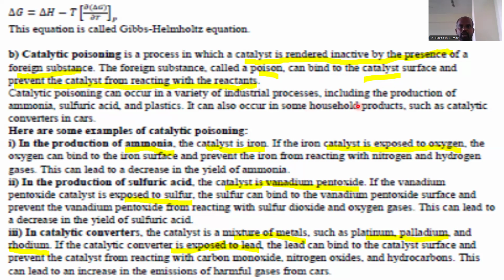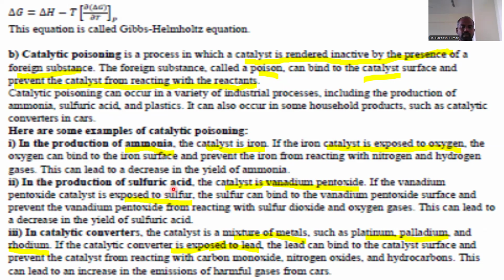industrial processes, including the manufacture of ammonia, sulfur, and also plastics. It can also occur in some household products such as catalytic converters in cars. Here are some examples of catalytic poisoning. In the production of ammonia, the catalyst is iron. If the iron catalyst is exposed to oxygen, the oxygen can bind to the iron surface and prevent the iron from reacting with the nitrogen and hydrogen gases. This can lead to a decrease in the yield of ammonia.